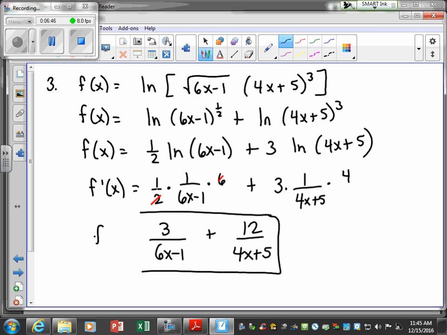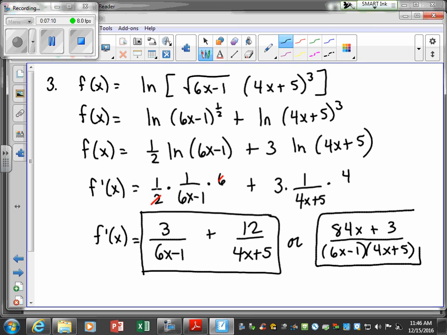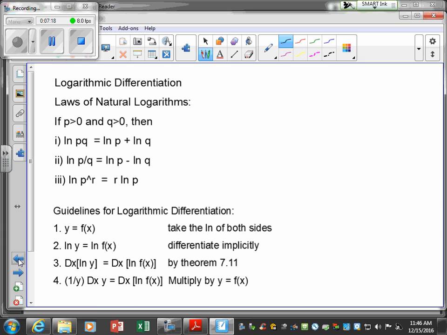So that's our first derivative. If you got a common denominator of these two and multiplied it out, you may see it in the form 84x plus 3 over 6x minus 1 times 4x plus 5. If you want to check that on the side, you can. What we've done is practice using our properties and rules in this top part and then taking the derivative. The next thing we're going to look at is logarithmic differentiation.